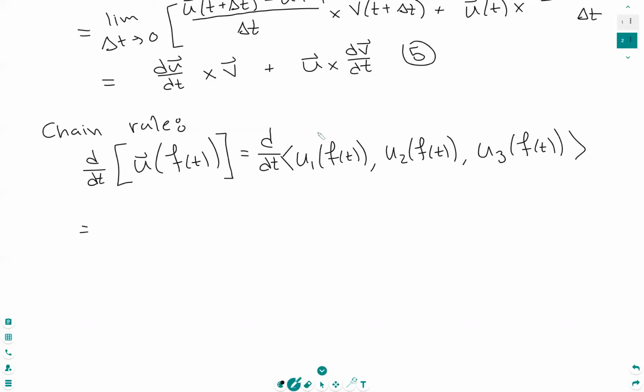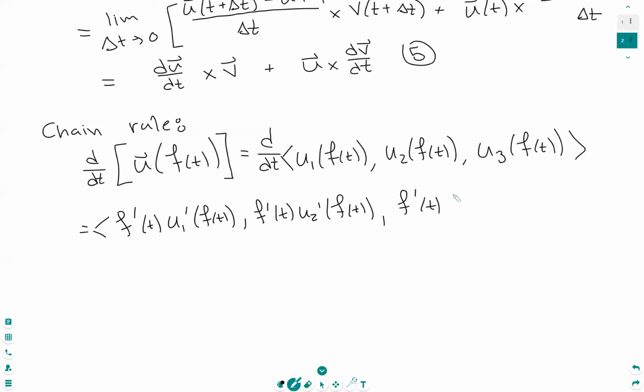So if I want to take the derivative of this vector, we can take the derivative of each of its components. So in its component form, we have just the normal chain rule: f prime of t times u1 prime of f of t, f prime of t times u2 prime of f of t, and then f prime of t times u3 prime of f of t.